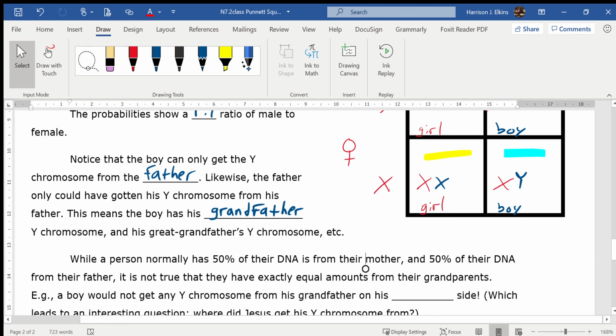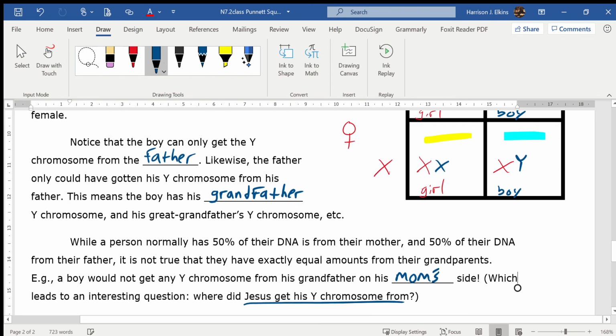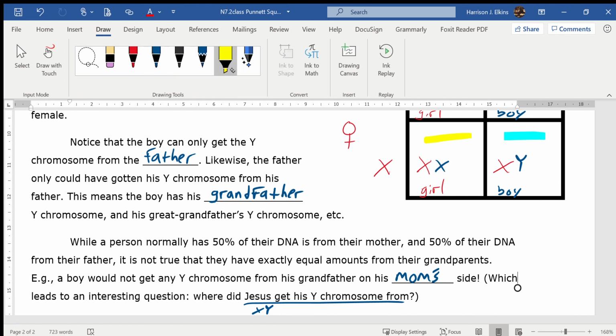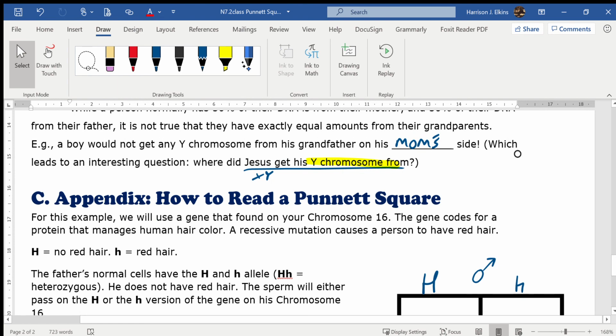So a boy would not get a Y chromosome from his grandfather on his mom's side, because she can't pass on the Y chromosome. She doesn't have a Y chromosome. And so this always leads me to ask, well, where did Jesus get his Y chromosome from? Because Jesus would have been XY, but his mother did not have a Y chromosome. So Joseph wasn't doing anything there. So where'd he get it from? I guess the Holy Spirit must have miraculously created a Y chromosome to give Jesus, which is kind of crazy. So if Jesus had had kids, he would have passed on this brand new Y chromosome in the human population. But of course, he didn't have kids, so that would have made things really complicated.